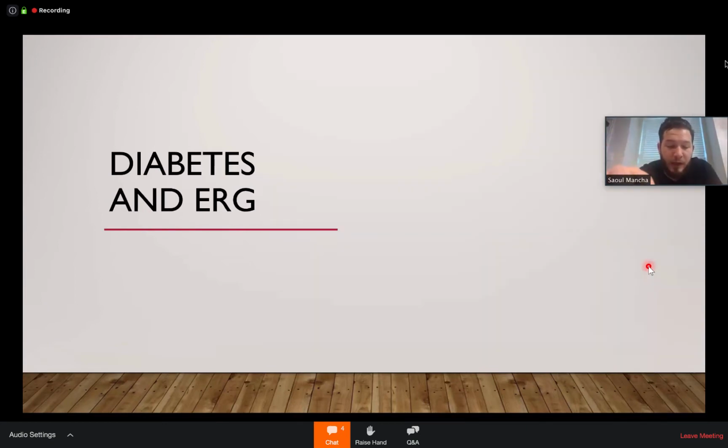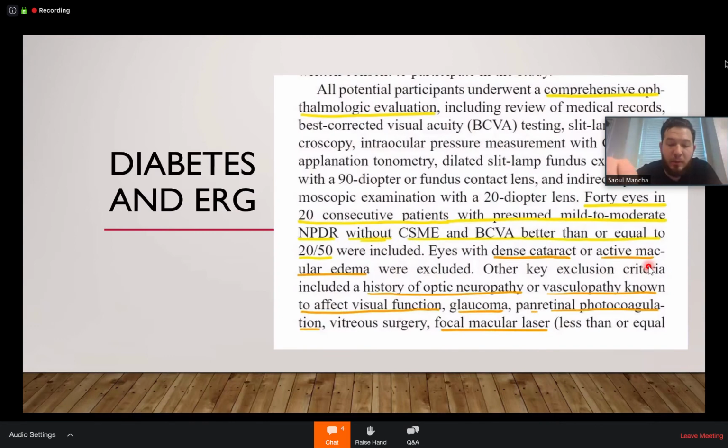So the study had 40 eyes. These are from 20 patients that underwent a comprehensive eye exam and were proven to have mild or moderate proliferative diabetic retinopathy without clinically significant macular edema. And the vision was reported to be around 20/50 or better for all the participants.